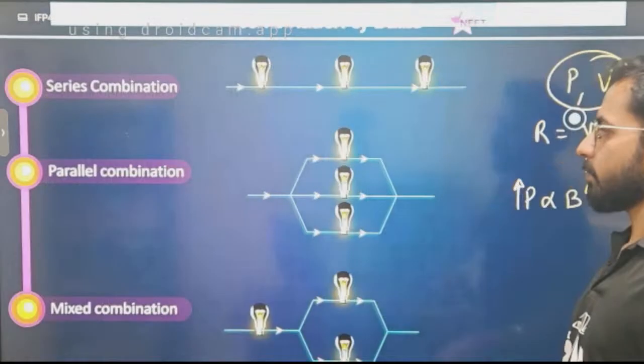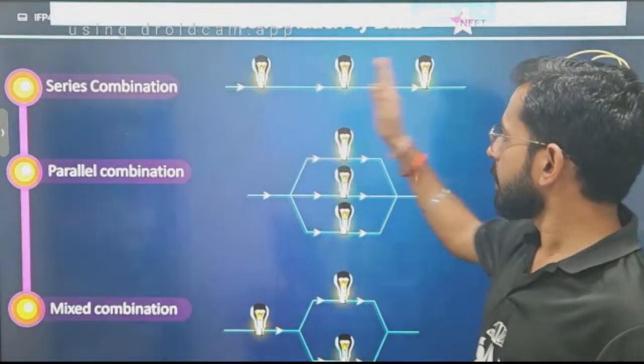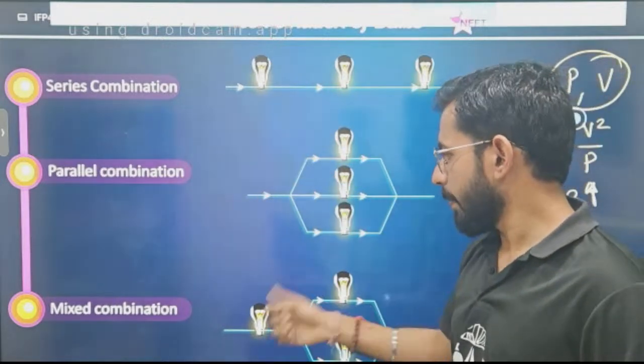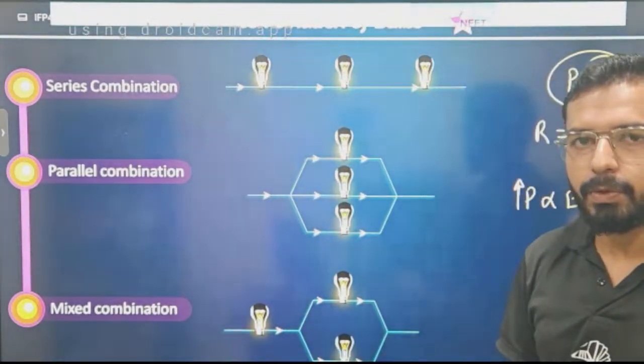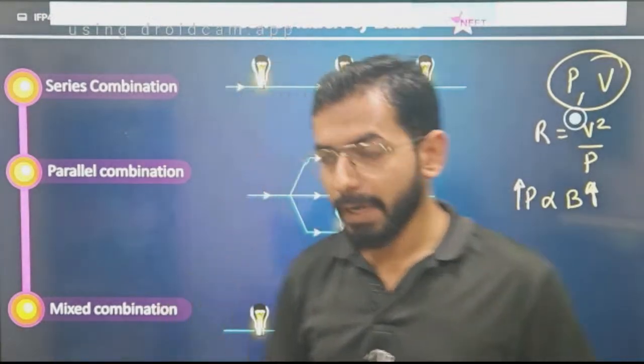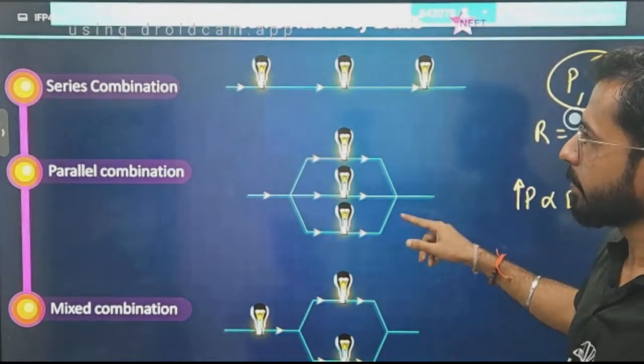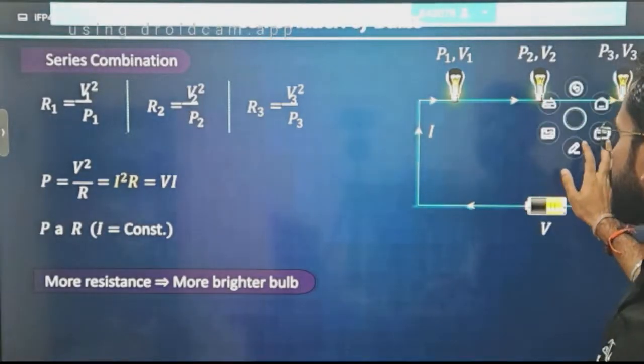Now see here, what kinds of combinations will be possible? Either you have connected 3 bulbs in series, or in parallel, or there is a mixed combination, and you have to tell in which condition which bulb is glowing brighter. These kinds of questions will be coming. So let's start firstly from the series combination.